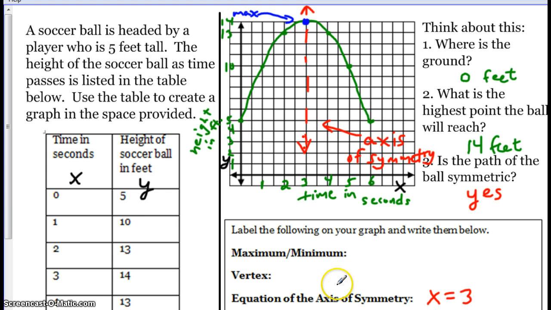Just like in our absolute value graph, our vertex and either the minimum or the maximum, they're going to be the same. So in this case, our vertex is this maximum point, and the coordinates would be, the x value would be 3 and the y value would be 14. So it would be at (3, 14). I'm going to change colors just to make sure you realize. So the vertex is this point, and it's also called a maximum.